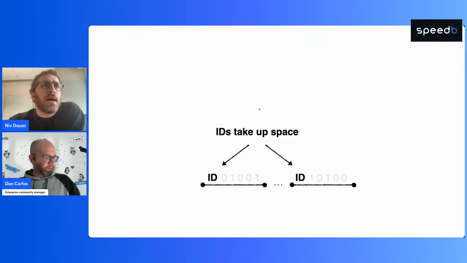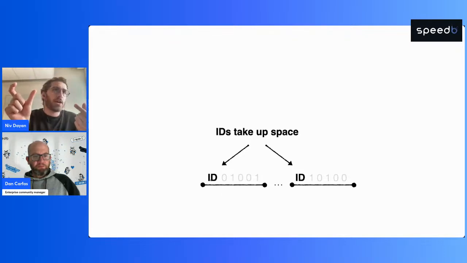Now, another concern that people looking at this presentation might have is that these IDs can take up space. At each block, we have an ID that requires you to identify the paired block.